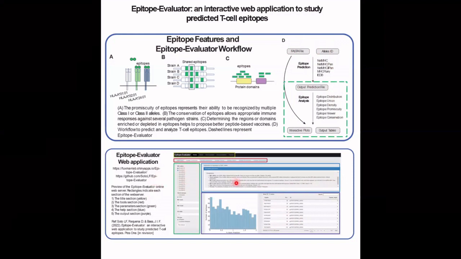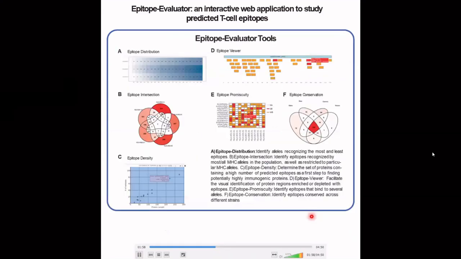Here we have 5 different sections. The first section is the title section, where there is the home page, the about page, the run analysis, the documentation, and the tutorial. Then we have the tools section, where there are 6 available tools, the parameter sections that you can set before running each analysis, the help sections that detail all the parameters and their meaning, and the output sections that give all the interactive plots and the tables that can be downloaded.